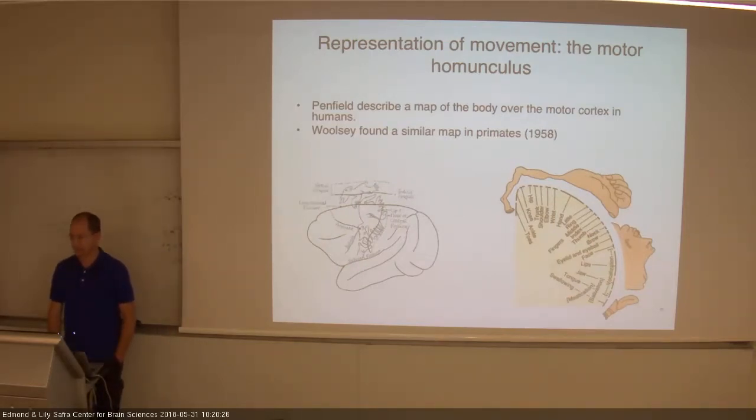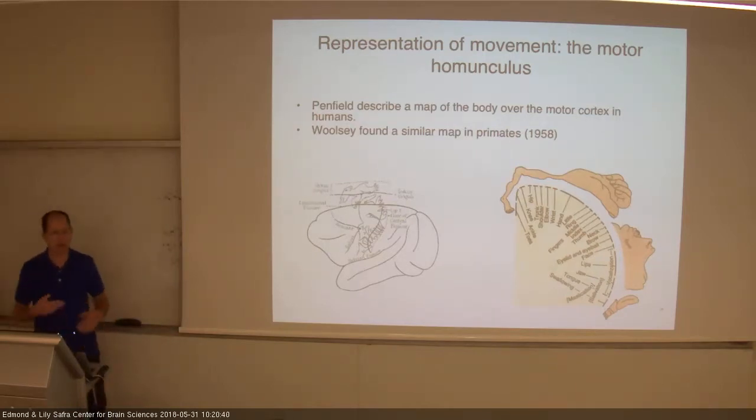So that's the story of the homunculus, of the motor homunculus, as there is for the sensory part. There's a sensory homunculus and also a motor homunculus, and they're tightly related. As we said, in order to control movement precisely, we need to get sensory information all the time.